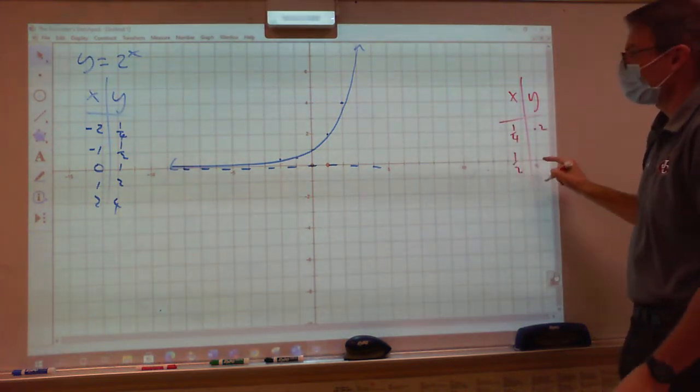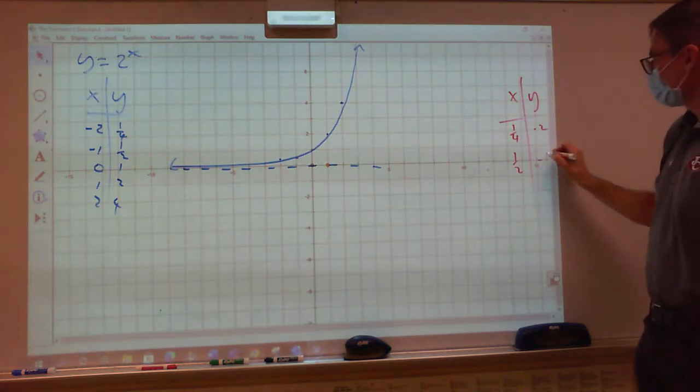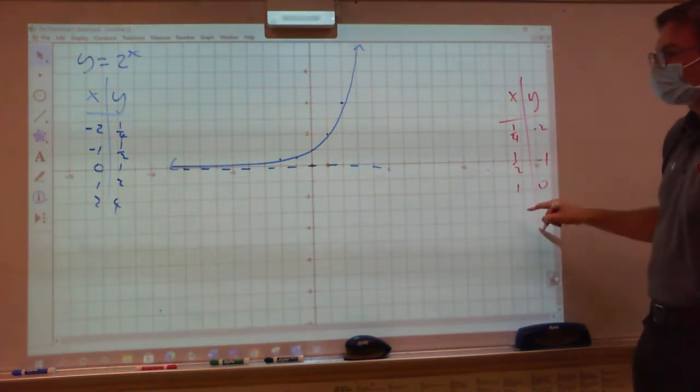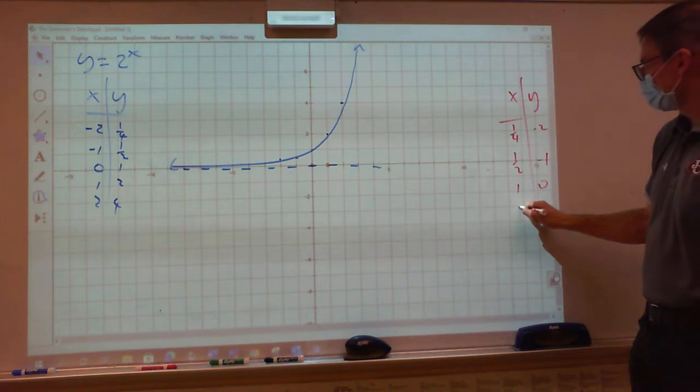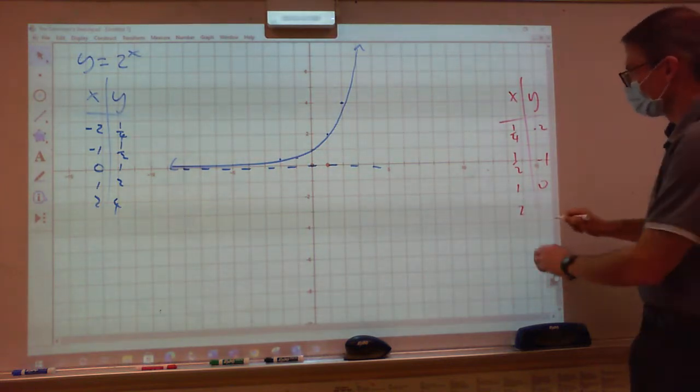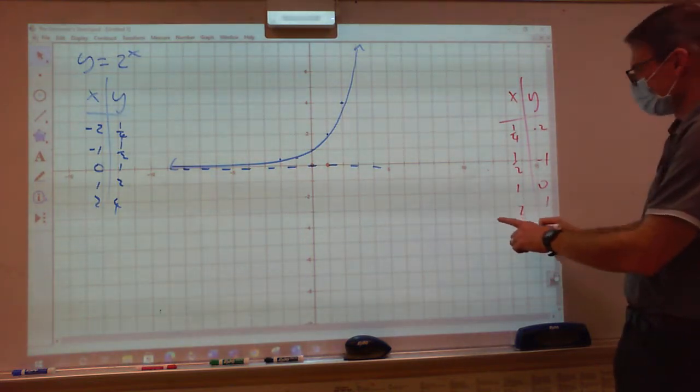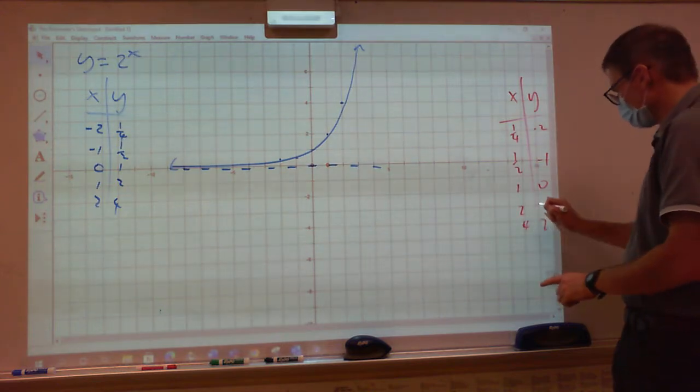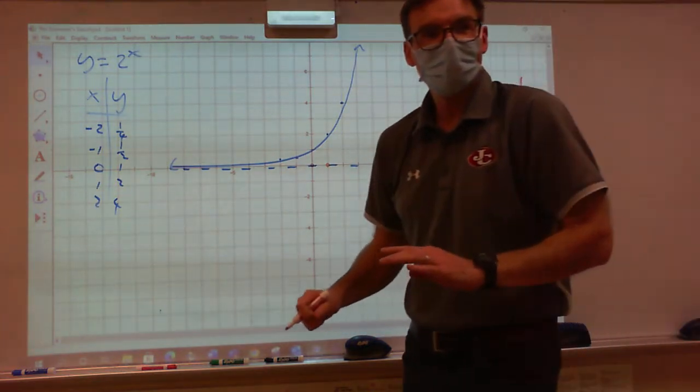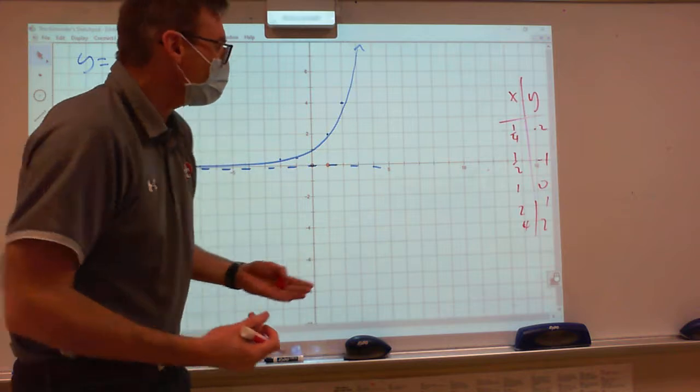I'll have 1/2, -1. I'll have 1, 0. I'll have 2, 1, and then 4, 2. Okay, all right. I have trouble swapping. Are we okay with that? And I want to know what this graph looks like, so I'll plot it.